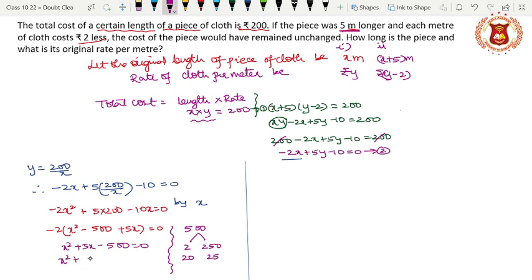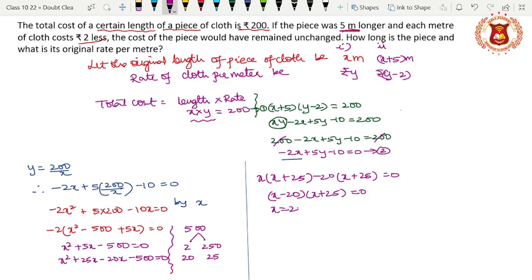X square plus 25x, since it is plus 5x here, therefore I will get 25x minus 20x minus 500 is equal to 0, right? Now let us solve this equation here. X I will take common, x plus 25, minus 20 I will take common here, x plus 25 is equal to 0. X minus 20 into x plus 25 is equal to 0. X is equal to 20, x is equal to minus 25.